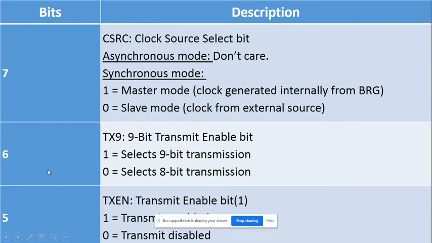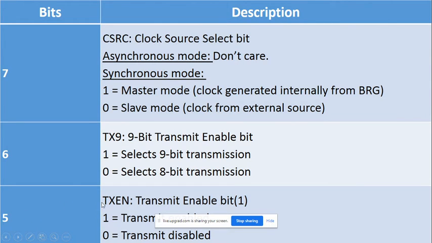In bit number 6, there are two options of data size, either 8-bit data or 9-bit data. Suppose you are interested in sending 9-bit data, then enable this bit. One is for enabling the 9th bit, and 0 means you are disabling the 9th bit, so data is only 8-bit. In this fashion, data size has two options: 1 means 9-bit data and 0 means 8-bit data. Next one is bit number 5.